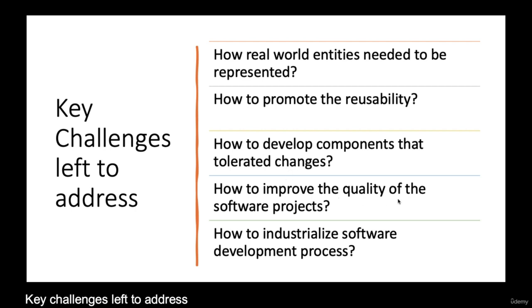Then they wanted to improve the quality of software projects. That also was a key challenge. And they also wanted to industrialize the software development process. Software development is not a normal process. It's not like using raw materials and building a product in a factory. It's kind of different. So there should be a way to industrialize it and make the way of software development more popular. This was another key challenge which programmers wanted to address at that time.